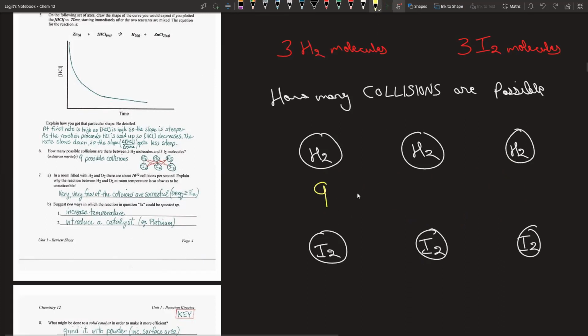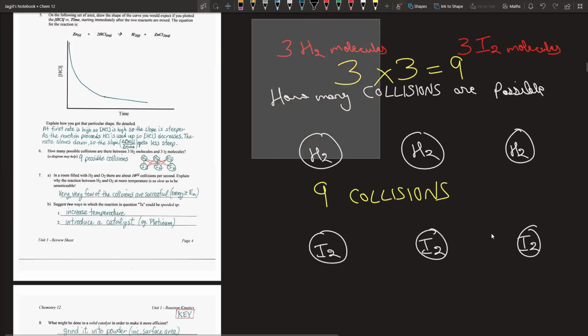How many collisions are possible? 9 collisions. Okay, what's a better way of getting this number rather than doing this one by one? The better way is 3 molecules of H2, 3 molecules of I2, 3 times 3 is 9. So if tomorrow they say I have 10 molecules of H2, 10 of I2, it would be 10 times 10, it would be 100 collisions. Understood? Okay, perfect.